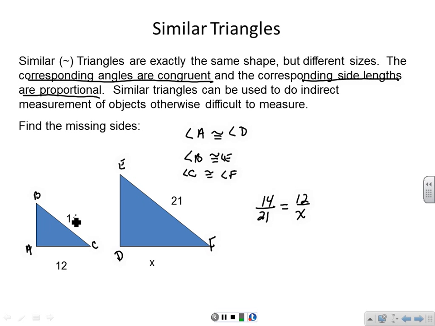For example, if I put 14 on the top here, 14 is to 21, so the little triangle is to the big triangle, as little triangle is to big triangle, and that has to be set up that way. Now that I have a proportion, I can cross multiply, so I get 14x is equal to 12 times 21, which is 252, and dividing both sides by 14, x is equal to 18. Again, make sure that you have these proportions set up correctly, and the triangles have to be arranged to where they are positioned the same.